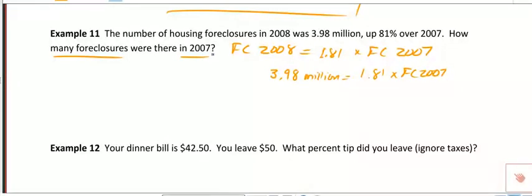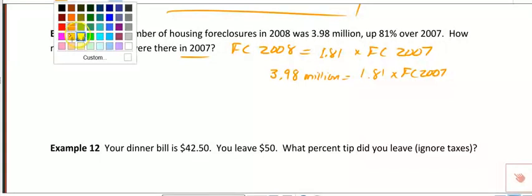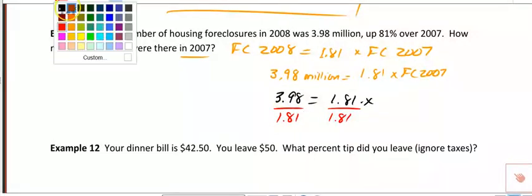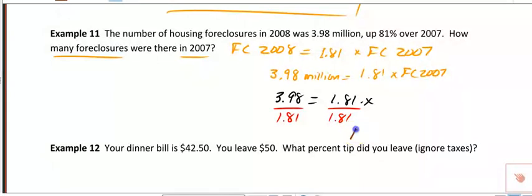Well, this really turns into a simple algebraic equation. Okay, this is really algebraically 3.98 is equal to 1.81x. X I'm just going to call the name of the foreclosures for 2007. And if I had this algebraic equation, to solve it for x, I would just need to divide both sides by 1.81. And that'll give me the value of x, which happens to be the number of foreclosures for 2007.